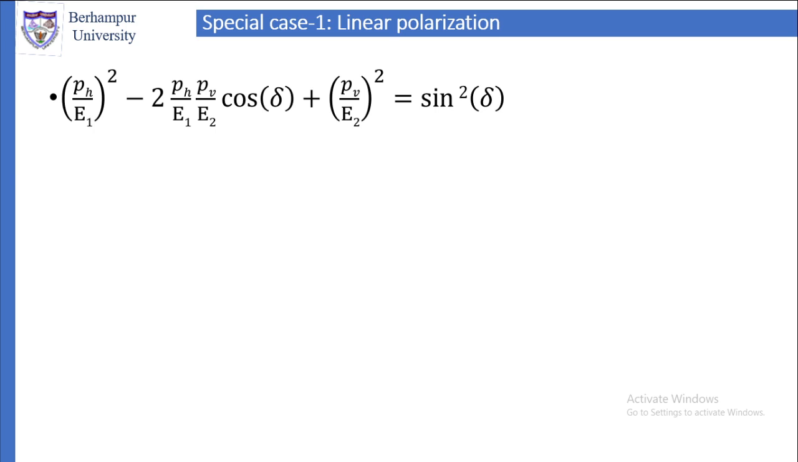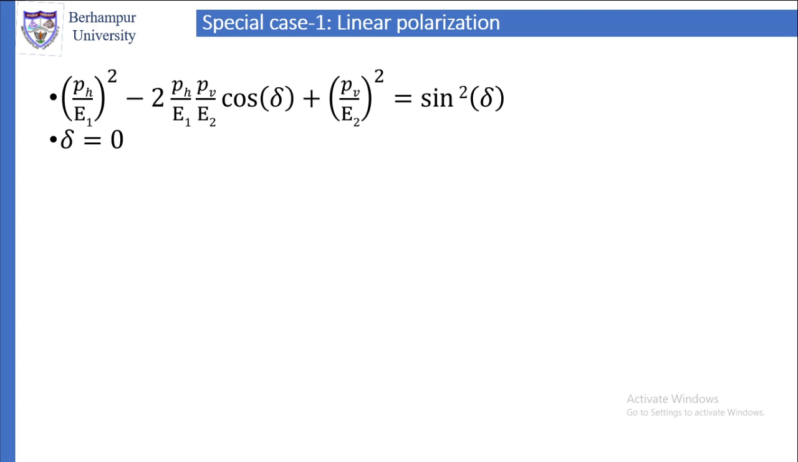Now let us consider special cases. The first special case is linear polarization. This equation gives us the locus of the tip of the polarization vector. Let us first consider the special case which gives us linear polarization. So (PH by E1) square minus 2 PH by E1 PV by E2 cos delta plus (PV by E2) whole square is equal to sin square delta. This is my starting equation.